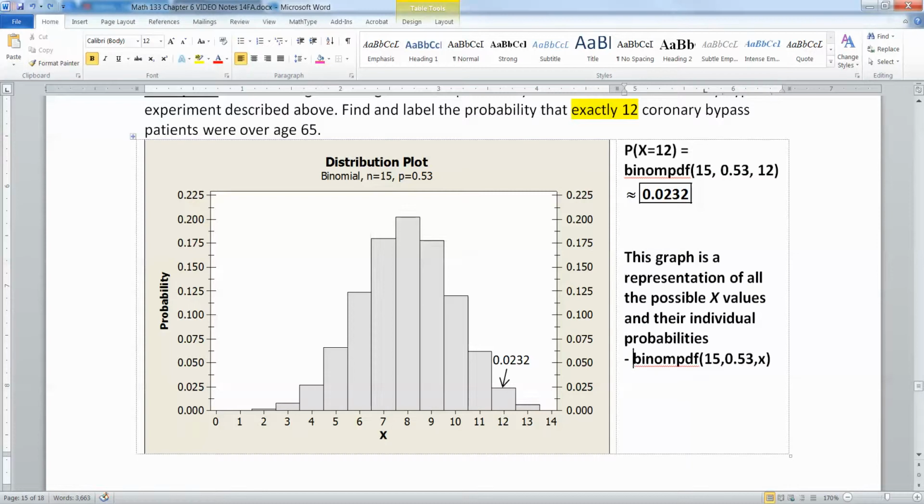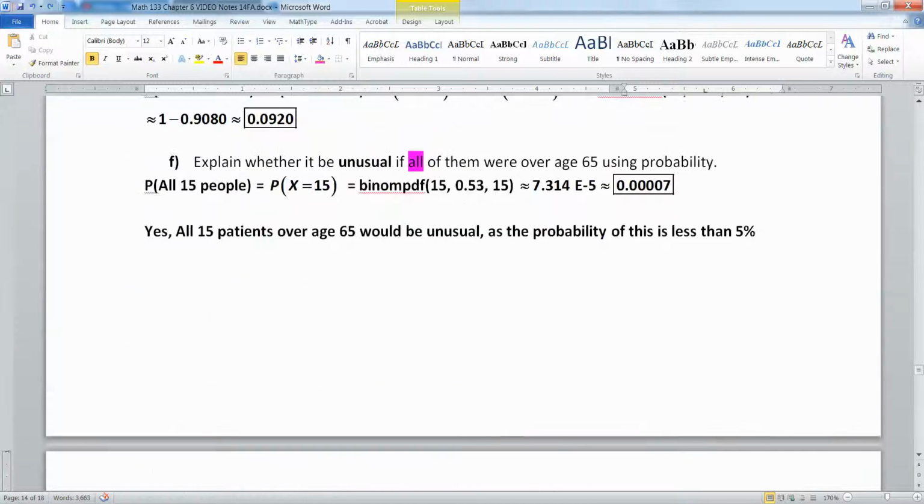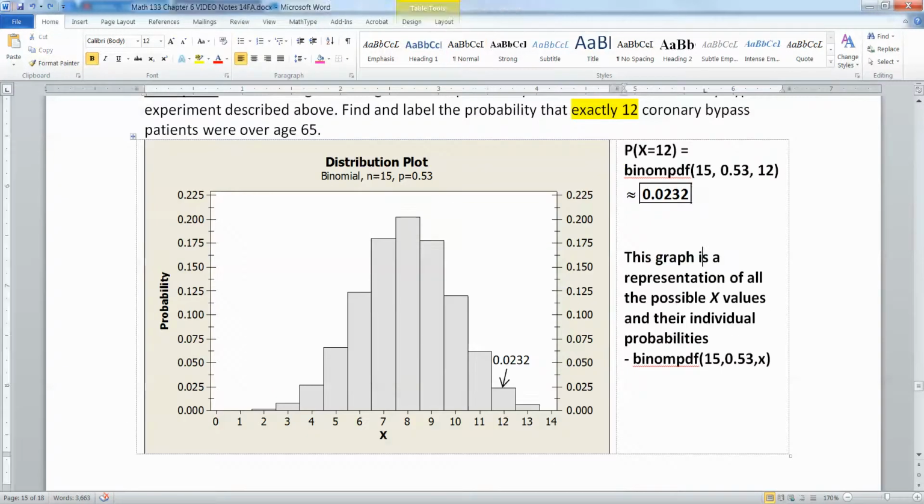So let me type that up. This graph is a representation of all the possible x values from 0 up to 15. And it got cut off at 14 because the probabilities for 15 are so very, very tiny, as we discovered earlier. But nevertheless, it's a graphical representation of those values and their individual probabilities. For example, it'd be binompdf 15, 0.53, x, where x is 0, 1, 2, 3, and so on.